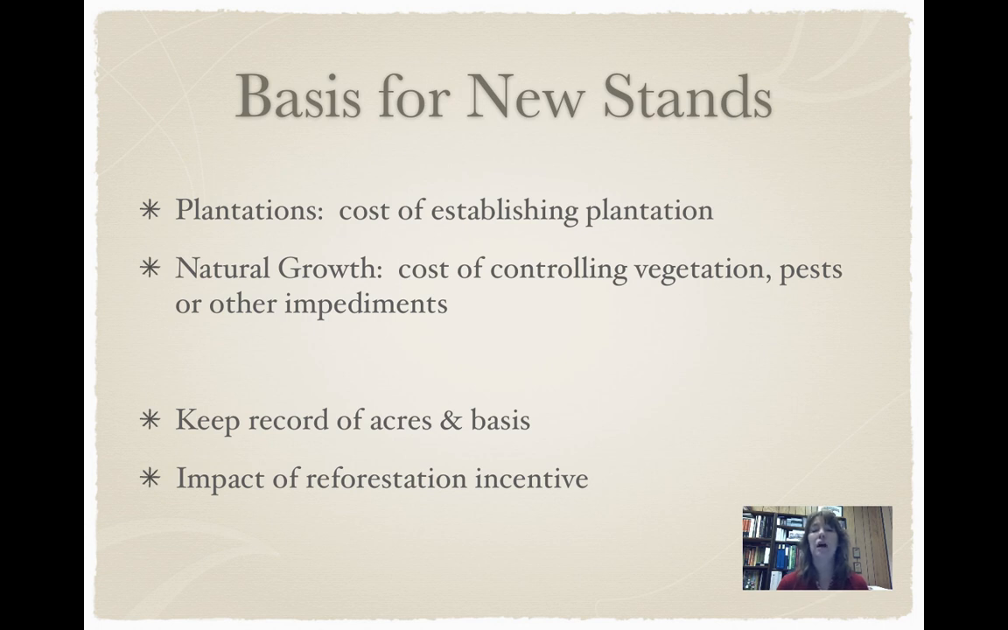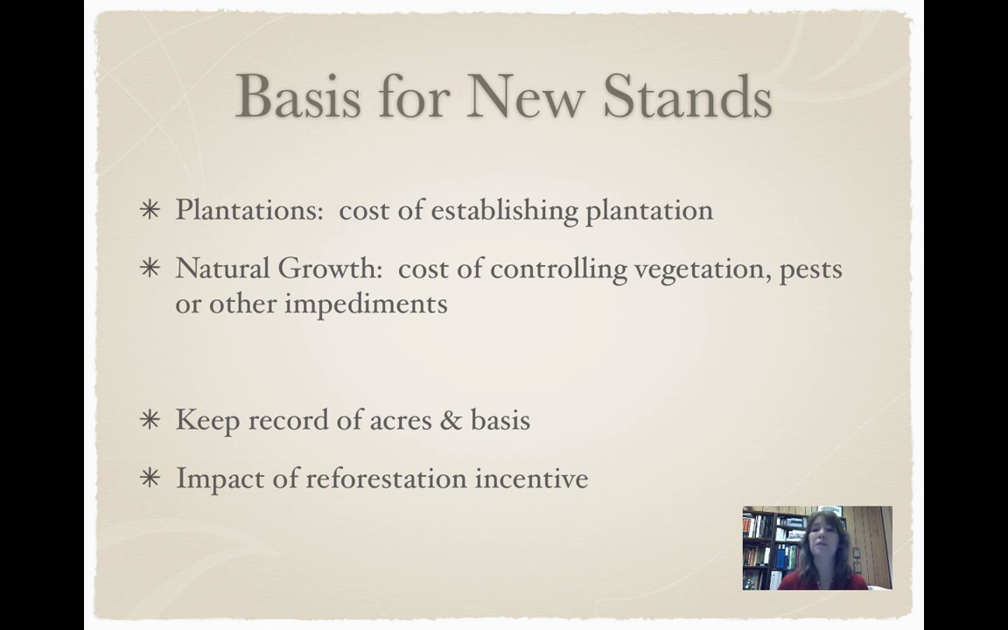If you have a stand that you're going to establish through natural methods, you're not going to actually put trees in the ground, but you're going to allow the ground to regenerate naturally. If you spend any money for controlling vegetation that you don't want, any money that is spent to control pests or other impediments to that stand establishing naturally, those expenditures are going to be part of the basis of this new stand. What you're going to keep in your basis account is a record of the acres.